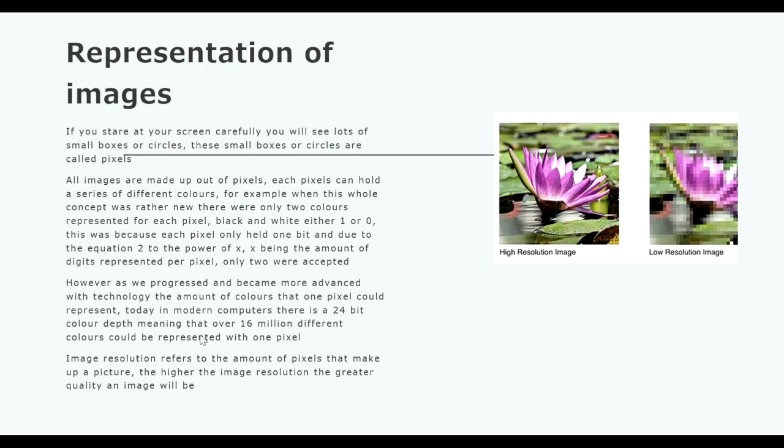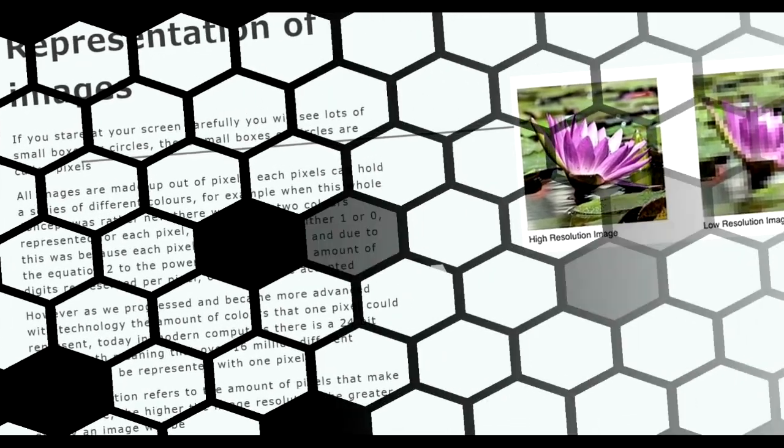So here are two examples of a high resolution image and a low resolution image. You can see that this lotus in the water is very blurry, and you can clearly see many of the pixels. But here you're not able to see all of the pixels because there is a very high image resolution, making the image more accurate.